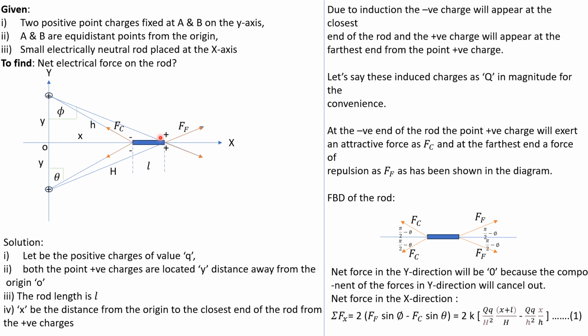This rod was initially electrically neutral, meaning there was no charge on it at all. But because of these two positive point-like charges, charges will be induced on this rod. Negative charge will come closer to these positive charges, so it will appear on this side, and consequently the positive charge will appear on the farthest side of the rod.